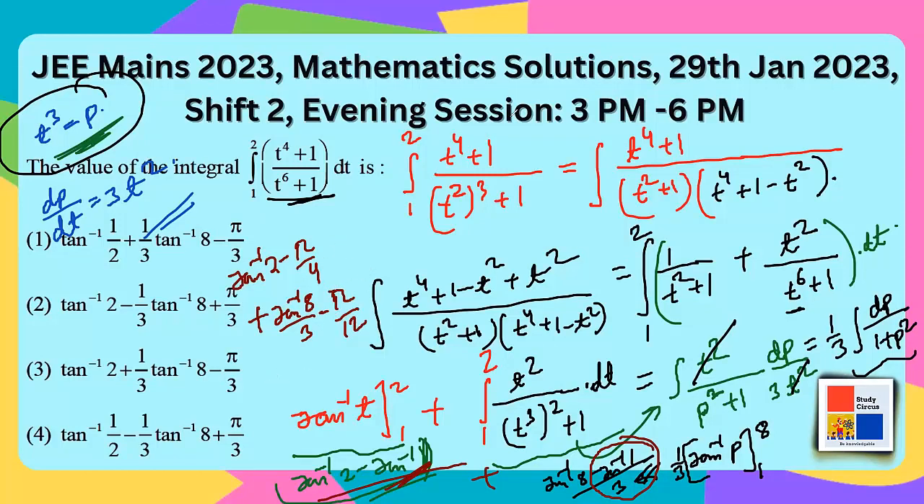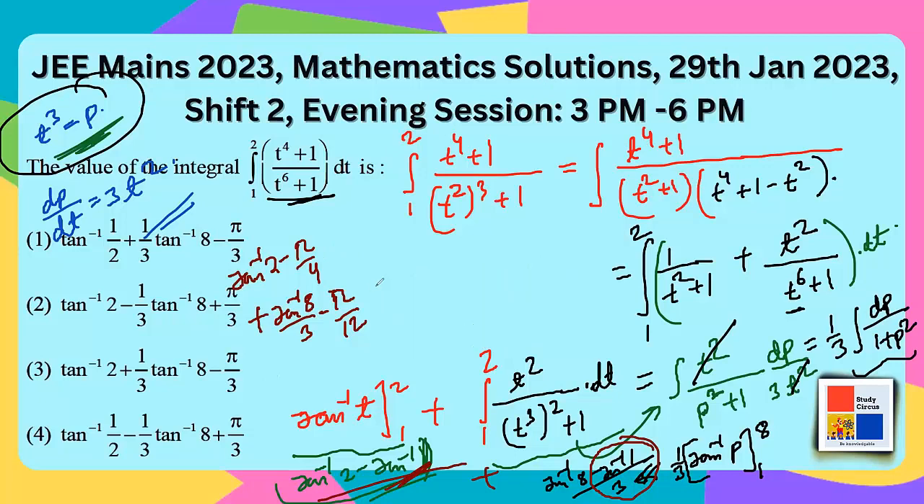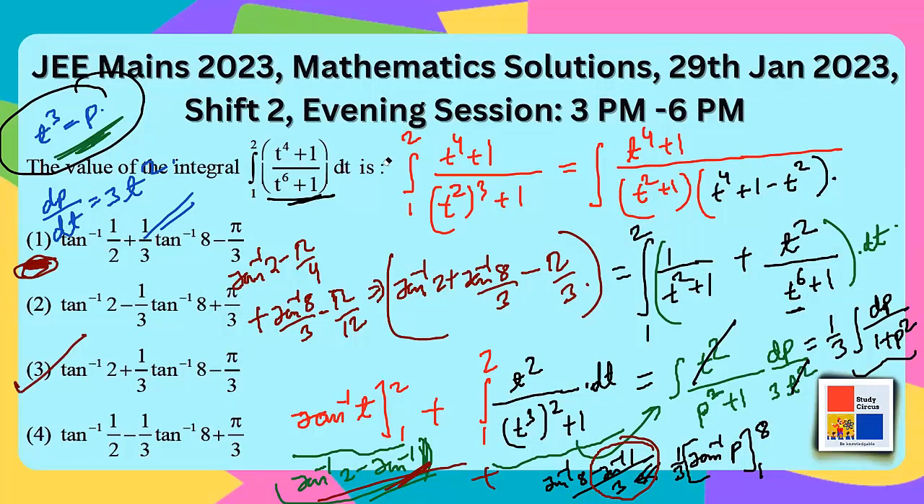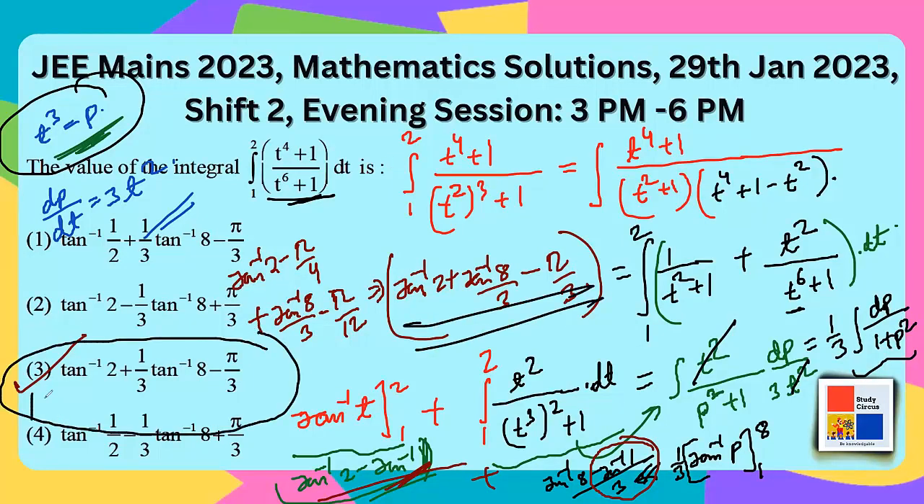So ultimately you'll get the answer to be tan inverse 2 plus tan inverse 8 by 3 minus pi by 3, right? So this is my final answer: tan inverse 2 plus tan inverse 8 by 3 minus pi by 3. Option number 3 here becomes the correct answer. Okay, thank you.